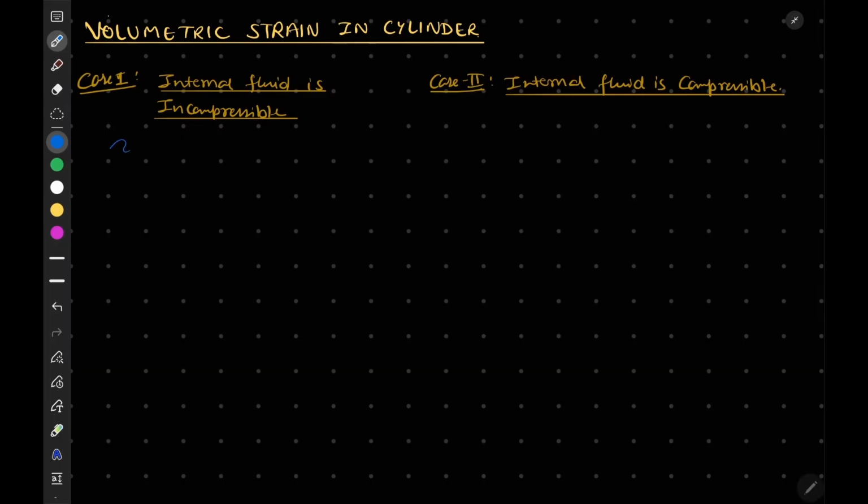So we can write that volume of cylinder is equal to pi by 4 d square L. If we differentiate it, I can write delta V is equal to pi by 4 times of 2d times L times delta D, plus d square times delta L. So this is your differentiation. I forgot to write L here.